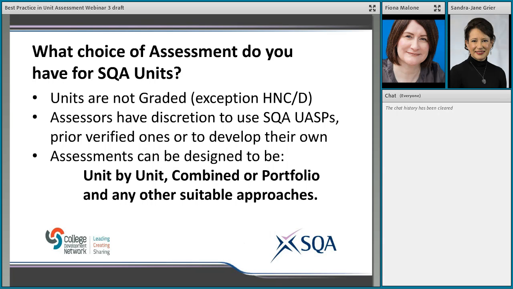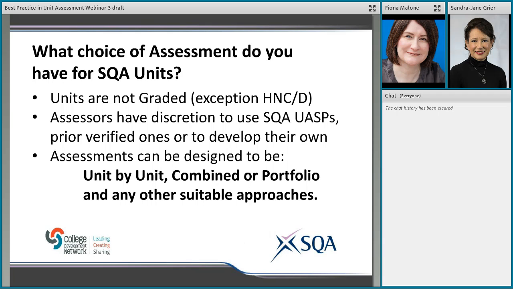These units are not graded, but they reflect competence in a range of knowledge and skills, often which helps towards understanding either an entire vocational area or towards an overall course assessment. As an assessor, you have discretion in how you assess these units. You can select from SQA's offering or develop your own. And we're planning to deliver a webinar in the near future on writing your own unit assessments later this session.